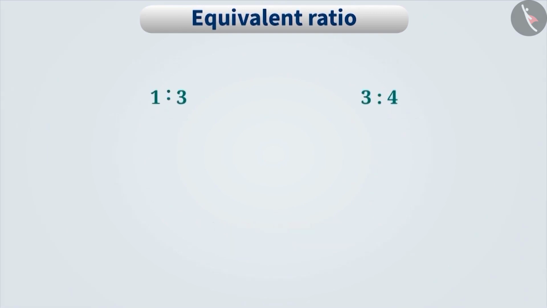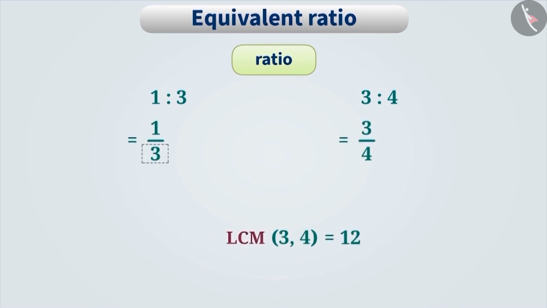Now let's compare 1 is to 3 and 3 is to 4. First, express it in terms of fractions. The LCM of denominators 3 and 4 is 12. So make the denominators of both the fractions 12. 1 by 3 into 4 by 4 is equal to 4 by 12, and 3 by 4 into 3 by 3 is equal to 9 by 12.